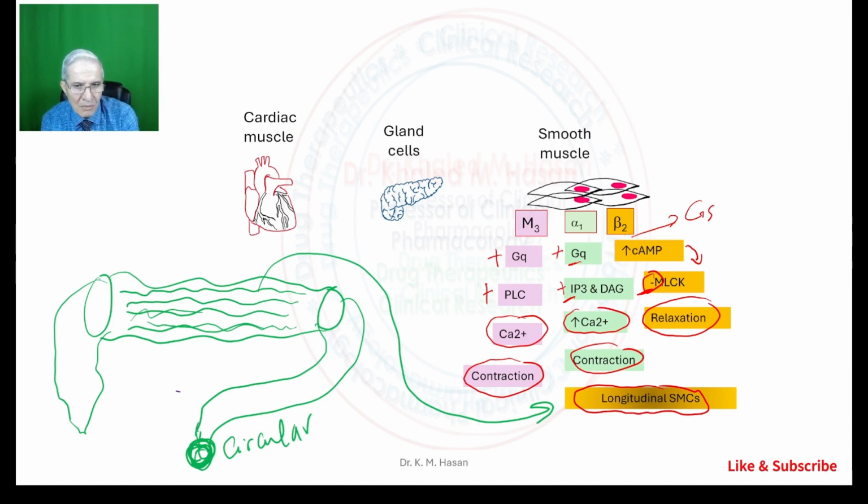We have longitudinal muscles, and our mediator will cause contraction. So stimulating muscarinic receptor or alpha receptor will lead to contraction. However, stimulating beta 2 receptor will lead to relaxation. So we need to remember that accordingly. Alpha 1 and M3, the alpha 1 adrenergic and muscarinic receptors, will lead to contraction here. However, this will lead to relaxation by stimulating beta 2 receptor.